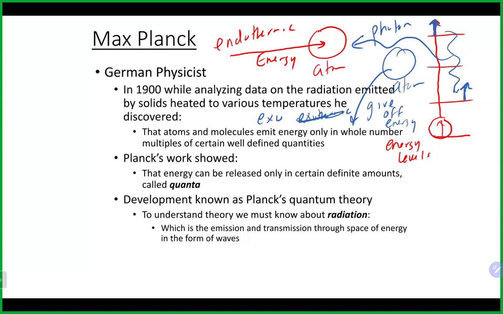So one of the earliest ideas was done by a guy named Planck, and he did a lot of work with radiation, and he heated solids at various temperatures. He found that atoms and molecules only emit whole number multiples of energy. There's this idea that's known as a quanta of energy. The idea of quanta of energy is that as electrons, for example, transition from one energy level to the next, they will gain enough energy or lose enough energy to fully make that transition. And that's the idea of quantized energy.